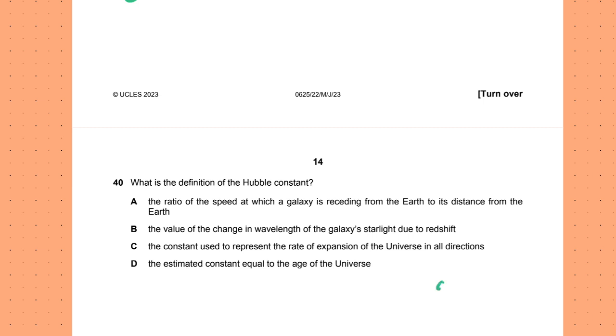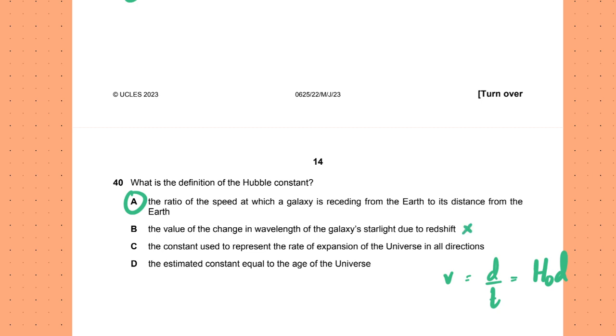It's D equals to, alright, I'm forgetting here. Yeah, V equals to H naught D, right? So H naught is V over D, so it's the ratio of the speed at which the galaxy is receding towards distance from the Earth. The value of the change in wavelength is just known as the redshift.